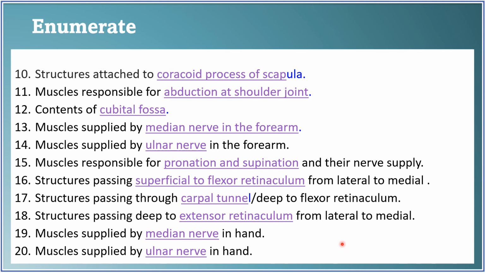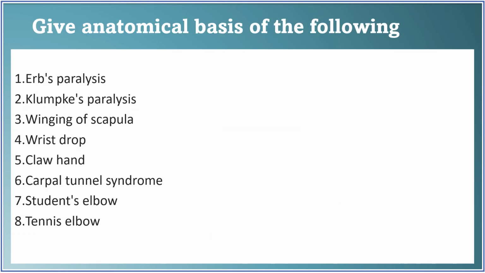Next we come to the anatomical basis of certain clinical conditions. For anatomical basis, I have put 12 conditions here. So first you can see here is Erb's paralysis, second is Klumpke's paralysis, right? Now what happens, students will just write the signs and symptoms of these conditions and they expect marks. No, that is not the anatomical basis.